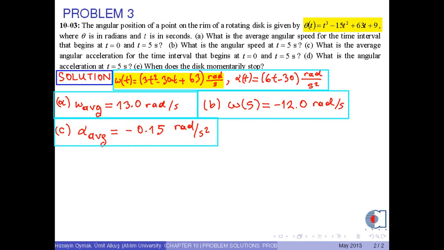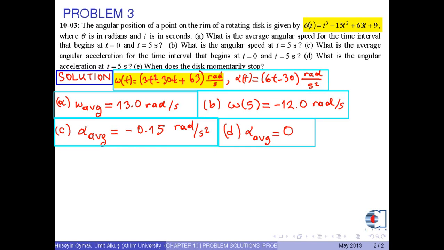In part D, to find the angular acceleration, we use this formula. That is, alpha of 5 equals 6 times 5 seconds minus 30, which results in 0 angular acceleration at time 5 seconds.